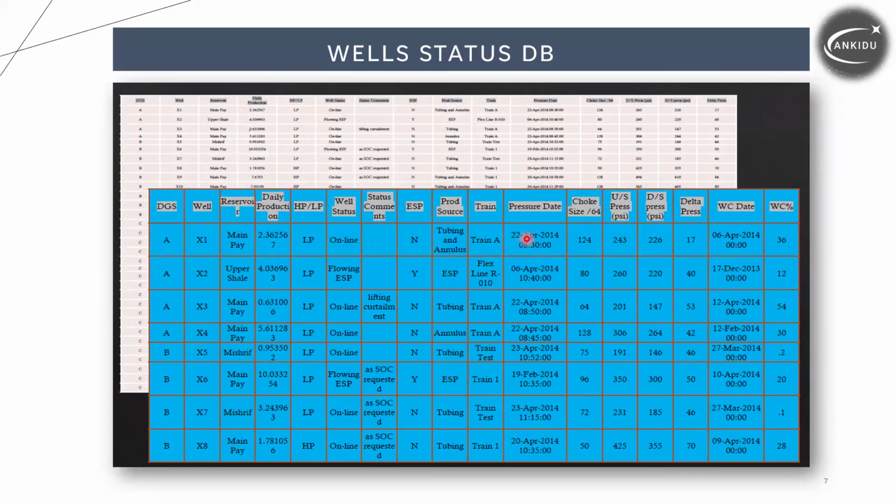And then there's the pressure data. Is it very old or is it new? So what is the choke performance? Then we can see the pressures which tell us, okay, is this pressure related to the well? Is it good or enough? I mean, the upstream pressure, the downstream pressure.